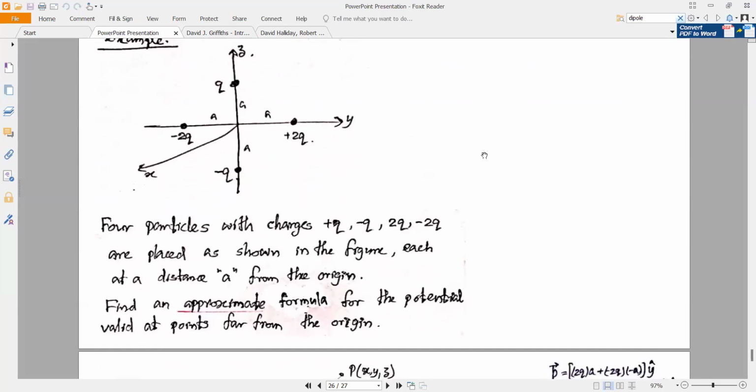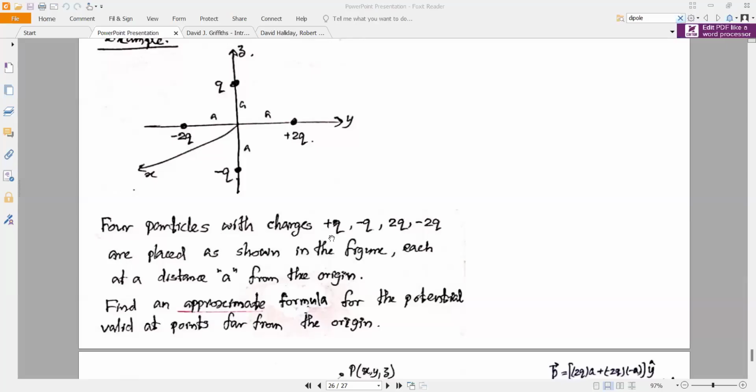Four particles with charge plus Q, minus Q, 2Q, and minus 2Q are placed as shown in this figure. So I have plus Q here, minus Q here, and minus 2Q here, and plus 2Q here. Each is located at a distance a from the origin. So from the origin to this plus Q distance a, plus 2Q distance a, minus 2Q distance a, and minus Q distance a. Find an approximate formula.